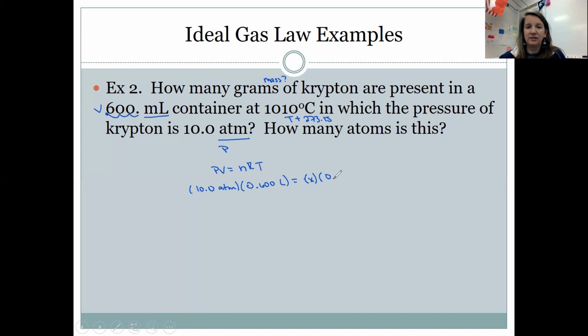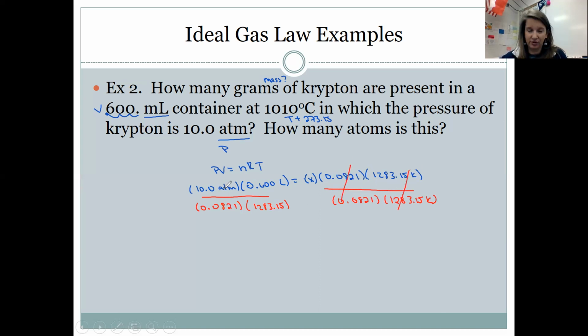My ideal gas law constant is 0.0821. And then my temperature is going to be 1283.15. All right, so how am I going to solve for my X? I'm going to have to divide both sides by 0.0821 and 1283 because I got to get X by itself. This is going to allow us to cancel out those R values and cancel out our temperatures. That cancels and that cancels.